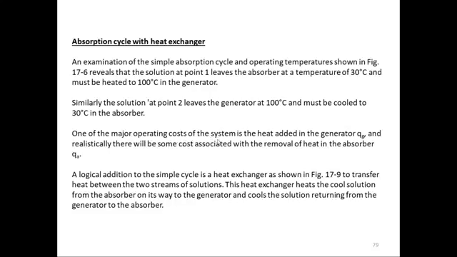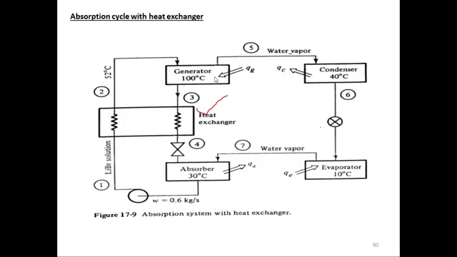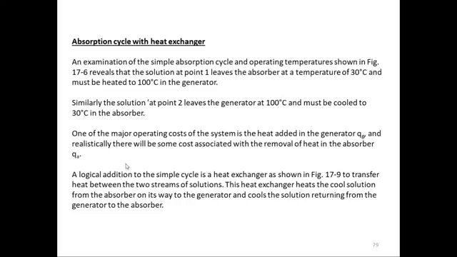One of the major operating costs of the system is the heat added in the generator, and realistically there will be some cost associated with the removal of heat in the absorber. So of course when we are supplying heat here, there will be some cost to that, and then we have to extract the heat from the absorber, so there will be some cost associated with that. So in order to save that amount, we can apply a heat exchanger. A logical addition to the simple cycle is a heat exchanger, as shown in the figure, to transfer heat between the two streams of solution.